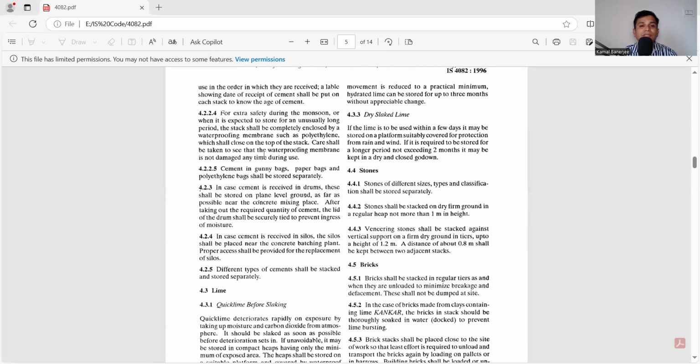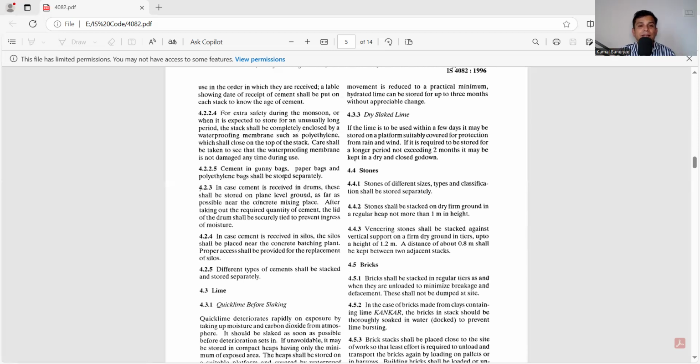Care shall be taken to see that the waterproofing membrane is not damaged at any time during use. So it is saying that it's an extra precaution. Why extra precaution? Because in the monsoon, there is a possibility that water can come out. So it is saying that it should be enclosed by a waterproofing membrane such as polyurethane. So it is an extra caution.